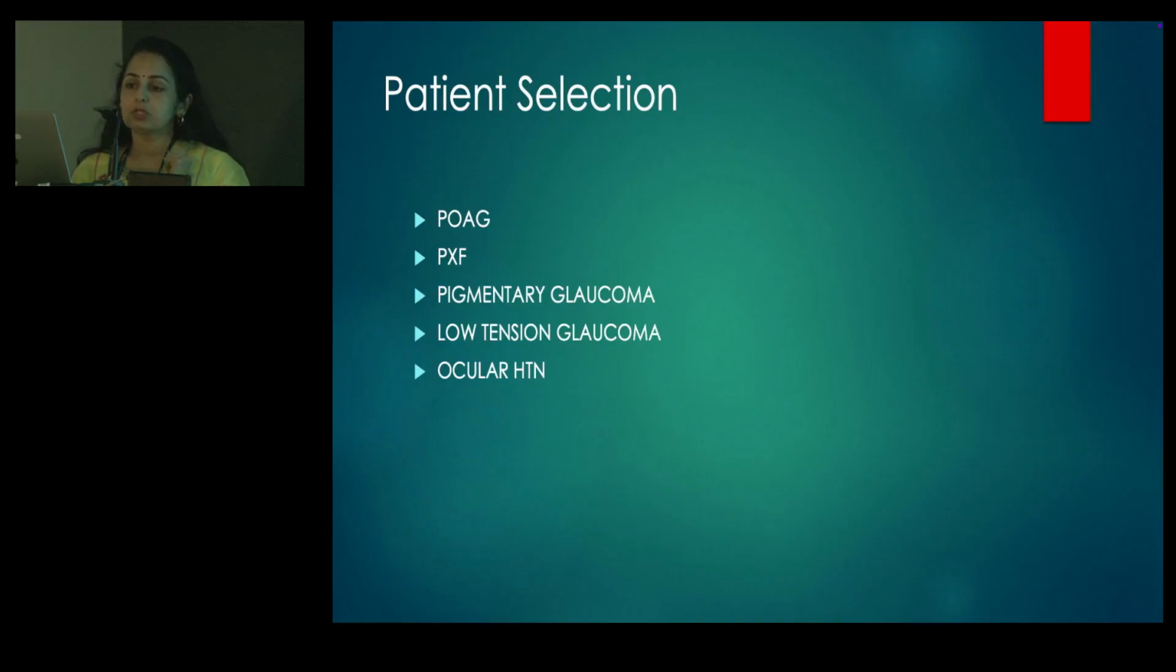So, this procedure can be done in POAG patients and pseudoexfoliation patients. In our experience, we have good results. In pigmentary glaucoma, because of the increased number of melanocytes, they may also respond very well. Then in normal tension glaucoma and ocular hypertension also, selective laser trabeculoplasty is nowadays being used.